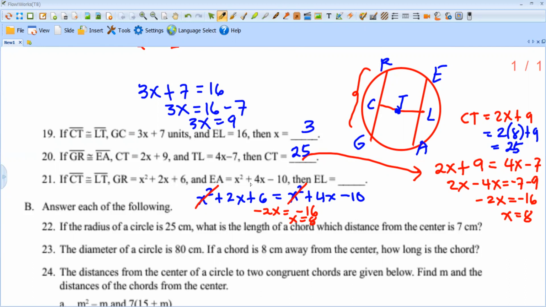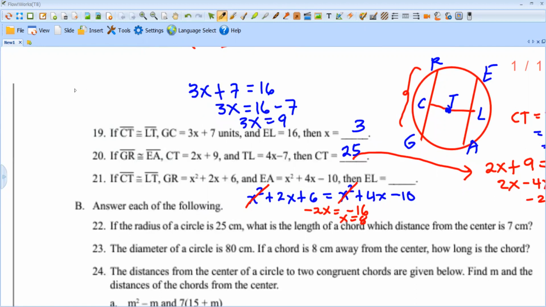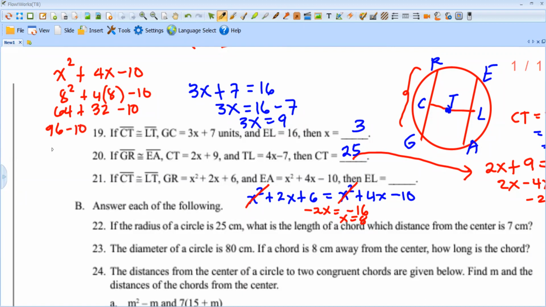If EA is x squared plus 4x minus 10, let's substitute it here. If x is 8, so 8 squared plus 4 times 8 minus 10. So 64 plus 32 minus 10. So 64 plus 32 is 96 minus 10. That would be 86. And then this full side is EA, but we are looking for EL only. Half of 86 is 43. So this is 43.